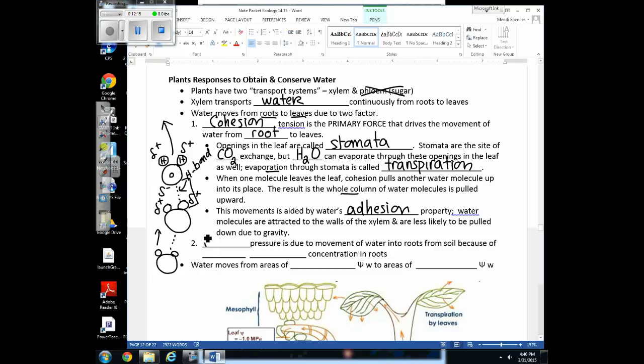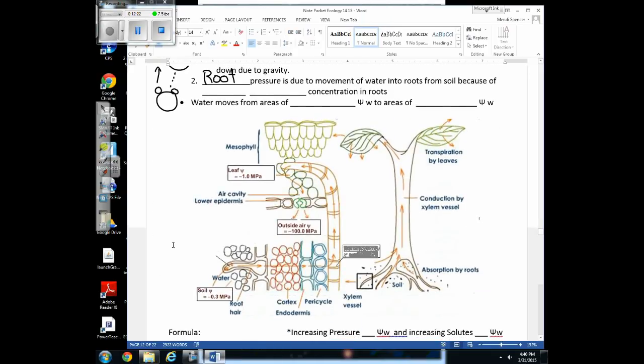There's another factor involved, which is called root pressure. And we talked about how plants take in different solutes at their roots. So they're taking in molecules that contain nitrogen and phosphorus. And whenever these solutes move into those root cells, water is going to follow, because remember, water moves to where there's a high solute concentration. So water is going to move into the roots from the soil because there's a higher solute concentration in those root cells.